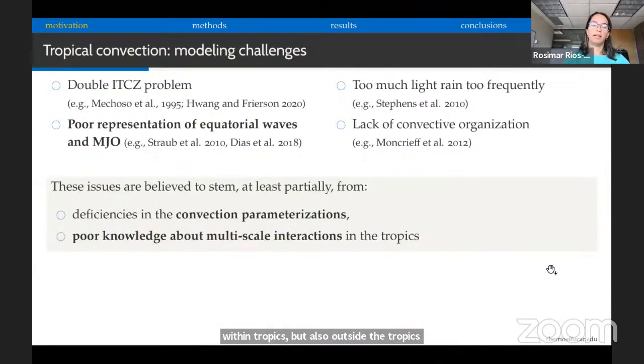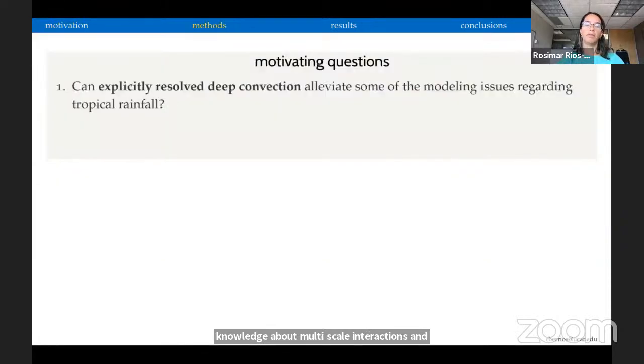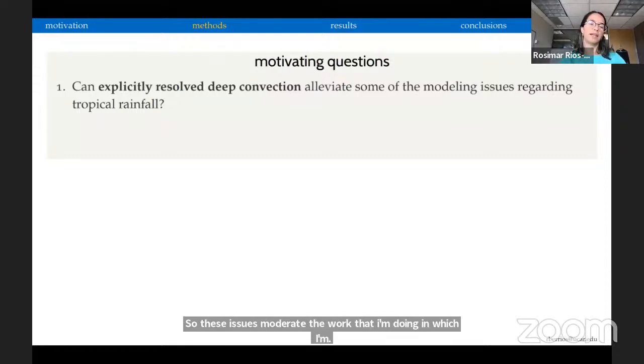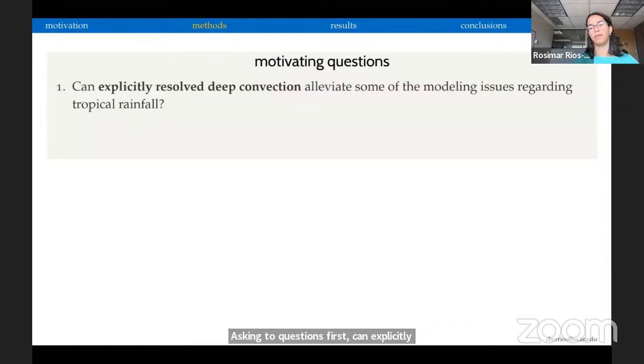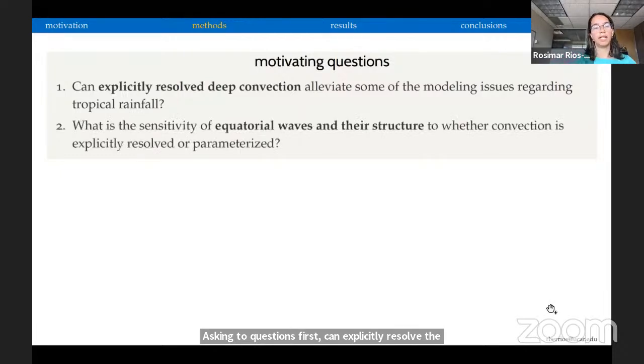These issues are believed to stem, at least partially, from deficiencies in the convection parameterizations that these models have to use, as well as our poor knowledge about multi-scale interactions in the tropics. So these issues motivate the work that I'm doing, in which I'm asking two questions. First, can explicitly resolving deep convection alleviate some of the modeling issues regarding tropical rainfall? And specifically, trying to get at this issue from a phenomenological perspective, what is the sensitivity of equatorial waves and their structure to whether convection is explicitly resolved or parameterized?